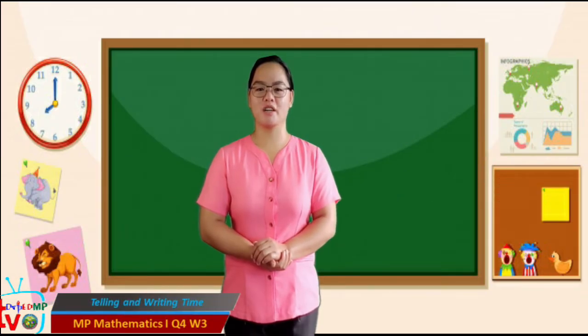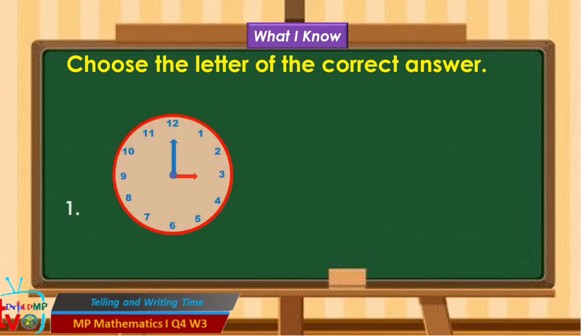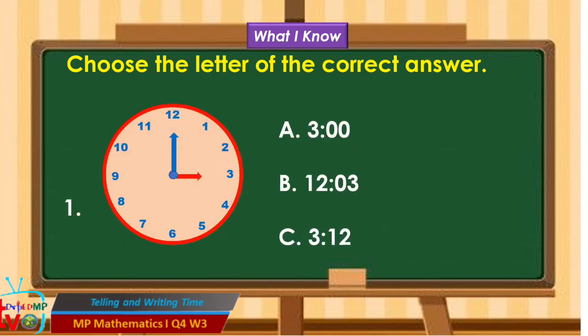Before we start our new lesson, let's try this activity. Look at the clock carefully. Then, listen as I read to you the choices. Choose the letter of the correct answer. Number 1. A. 3 o'clock. B. 12:03. C. 3:12.